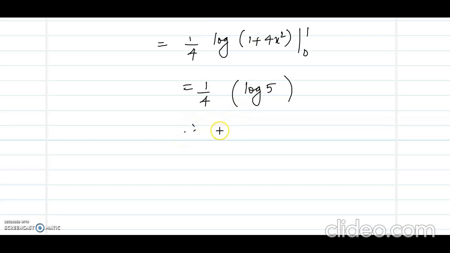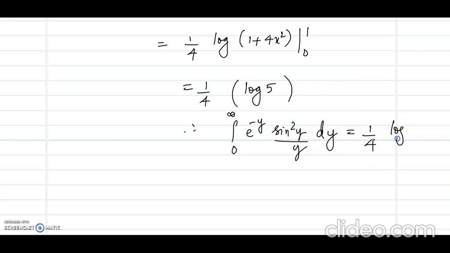Hence LHS is equal to RHS. So that way we can conclude that the integral from 0 to infinity of e power minus y sin square y by y dy will be equal to 1 by 4 log 5. So that completes the problem.